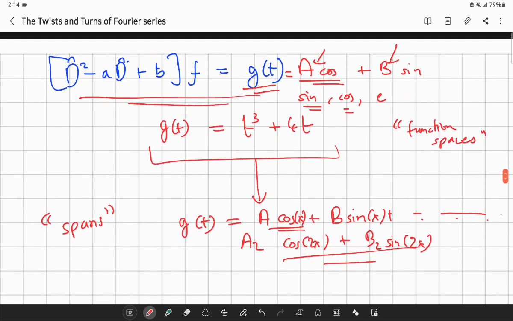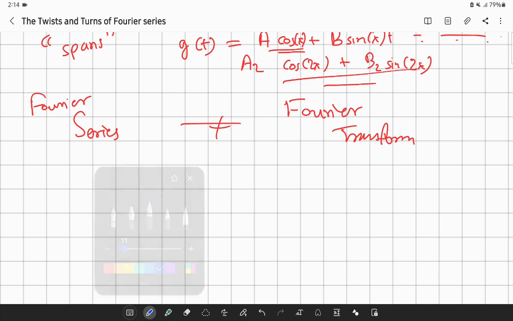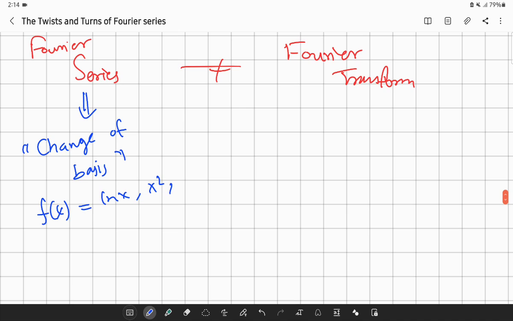And by the way, Fourier series is not the same as Fourier transform. Why is that? Fourier series, I just explained to you this idea. It's like a change of basis. You're changing from one basis, from a function of, I don't know, x equals ln x or x squared or a polynomial, to a trigonometric basis, sine and cosine.